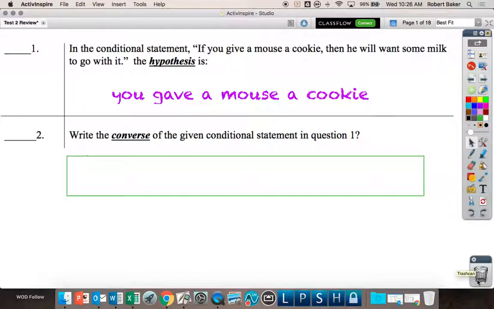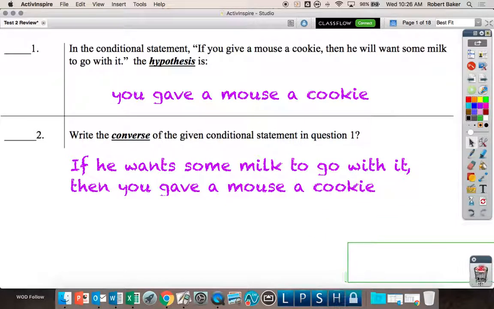So you could underline that on your review, or you could write it down. Hypothesis is you give a mouse a cookie. The converse is where you switch the hypothesis and conclusion. So I'm looking for the word milk first and the word cookie second. If you want some milk to go with it, then you give a mouse a cookie. Alright, on your test you don't have to write that out. You just gotta pick it from A, B, C, or D.